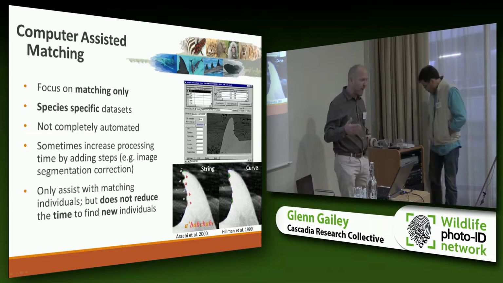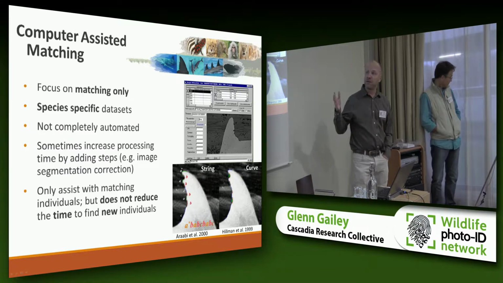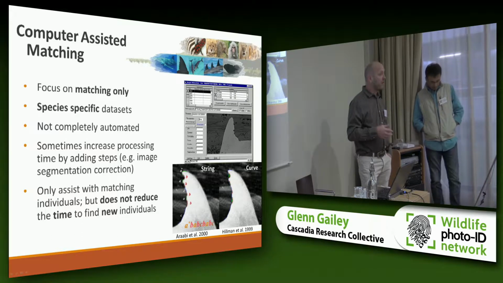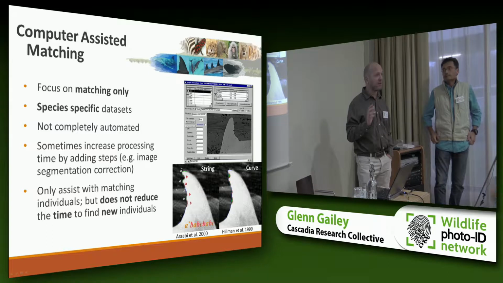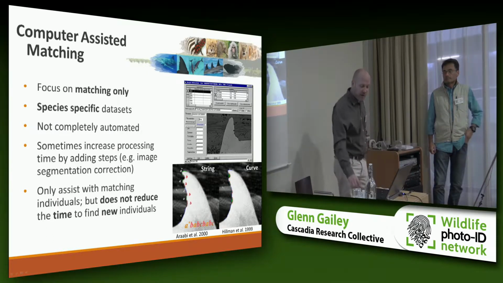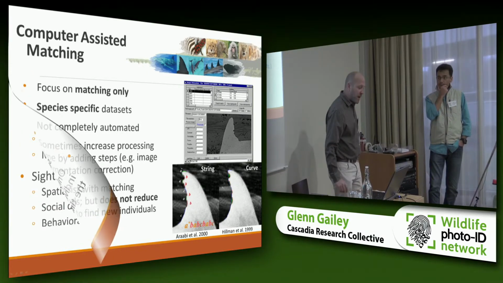In some ways, like FinScan or Darwin, they could also increase potential time to process photo ID because you need to play with a lot of the image segmentation because they're not perfect. So there's a lot of time required as a part of that.